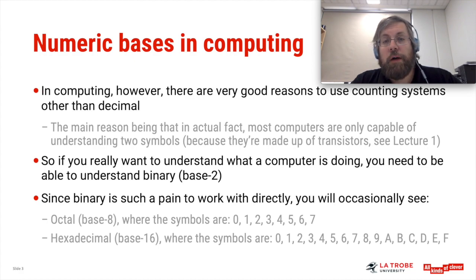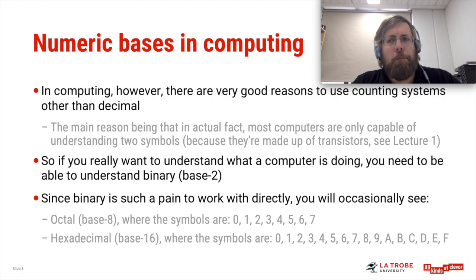So other counting systems, other bases that computer programmers tend to use are octal, which is base 8, where the symbols are 0, 1, 2, 3, 4, 5, 6, and 7. And hexadecimal, or base 16, where the symbols are 0, 1, 2, 3, 4, 5, 6, 7, 8, 9, A, B, C, D, E, F. So octal has 8 symbols. 8 is also 2 to the 3rd power. Hexadecimal has 16 symbols, which is 2 to the 4th power. So this is really convenient, as you're going to see as we move on.